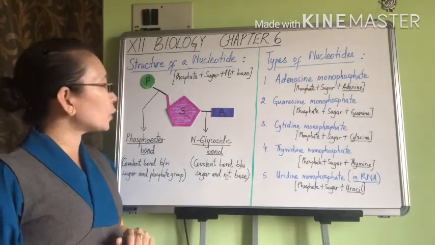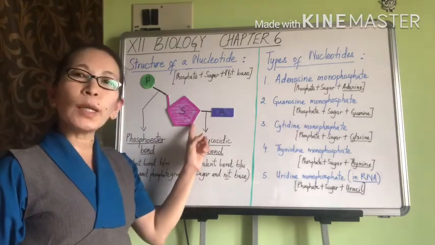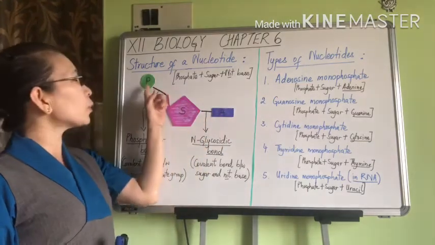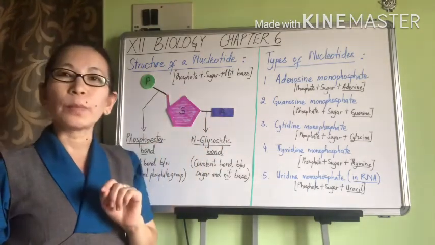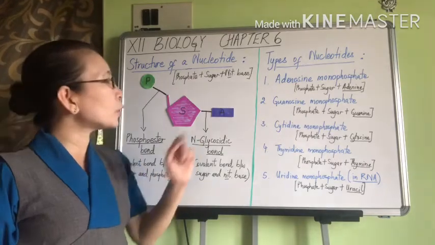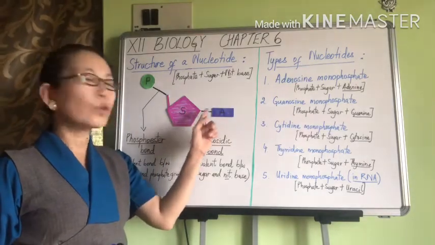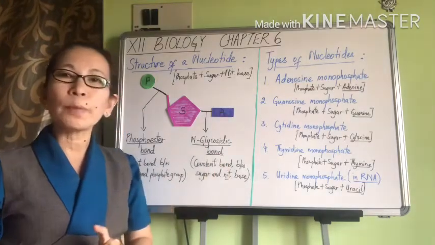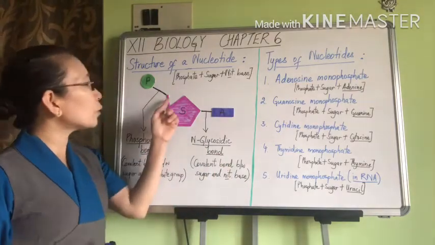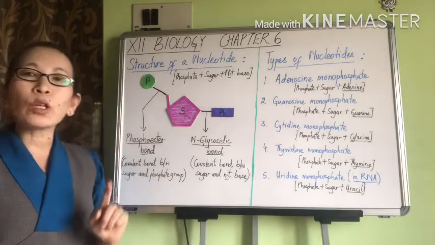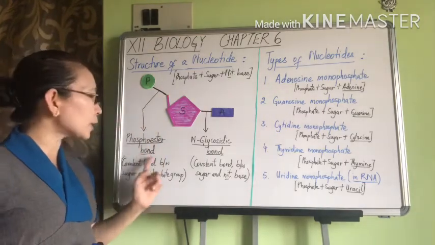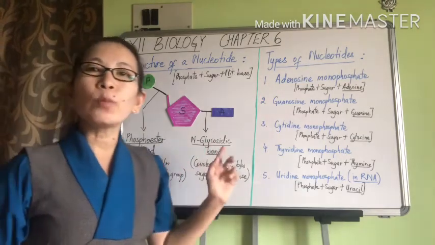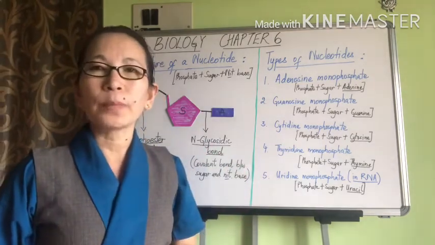Chemically, in each nucleotide, a pentose sugar is covalently linked with a nitrogen base at its first carbon position and a phosphate group at its 5th carbon position. The covalent bond formed between the first carbon of the pentose sugar and the nitrogen base is called the N-glycosidic bond. And the covalent bond between the 5th carbon of the pentose sugar and the phosphate group is the phosphoester bond. In a nucleotide, covalent bonds are formed through condensation reactions.